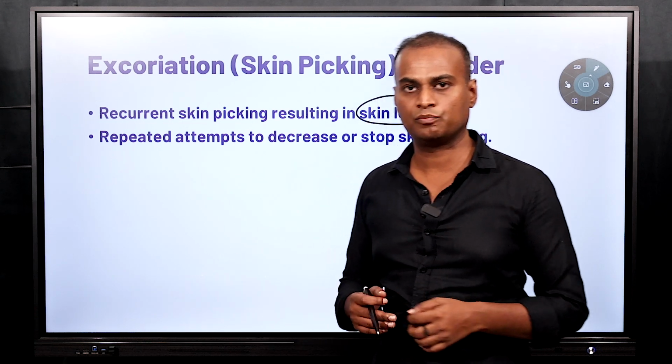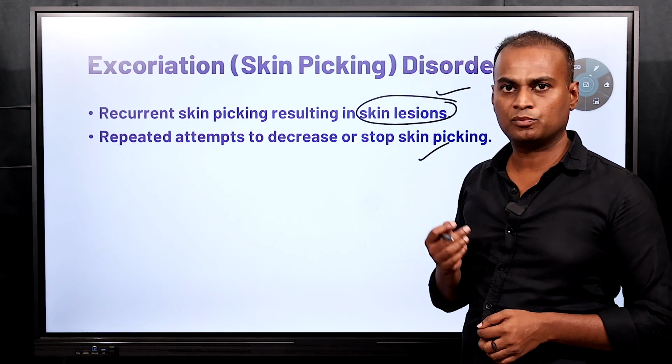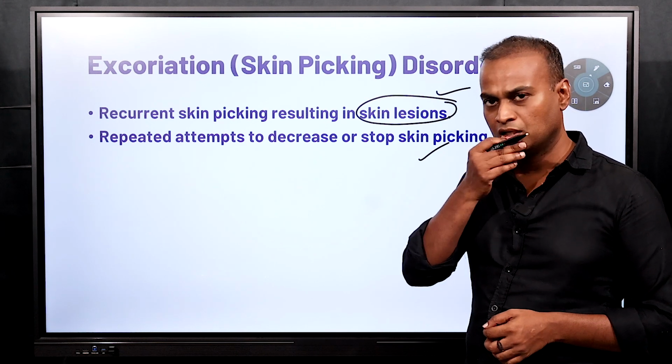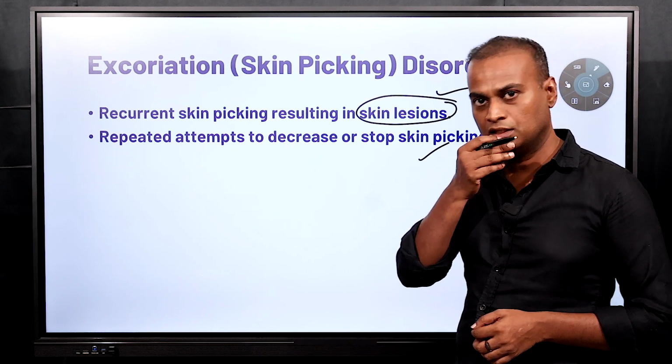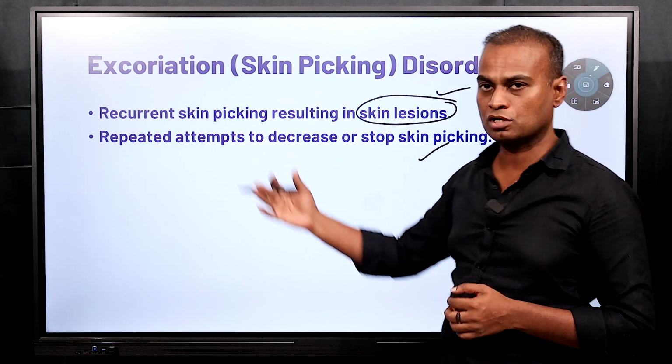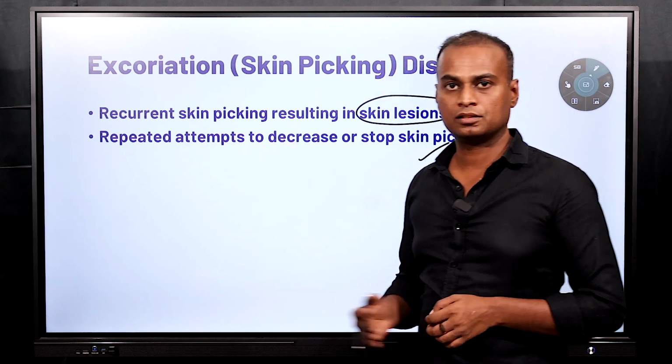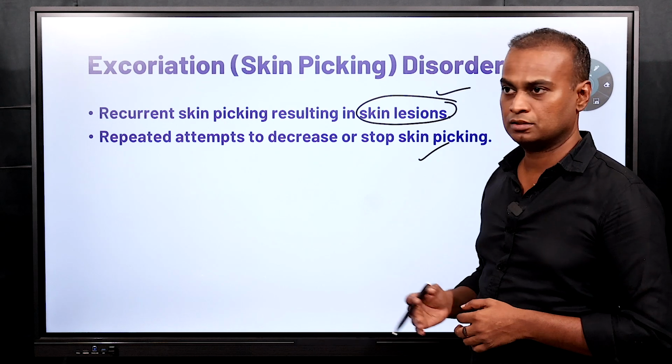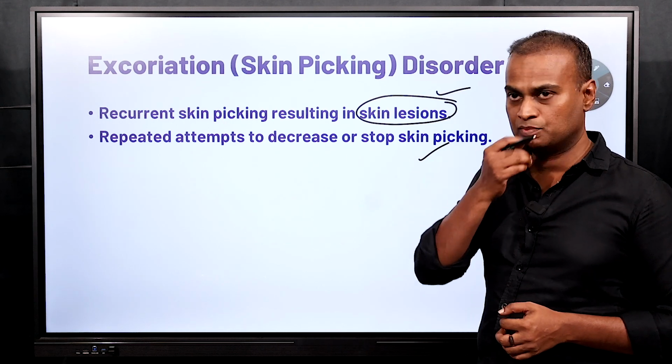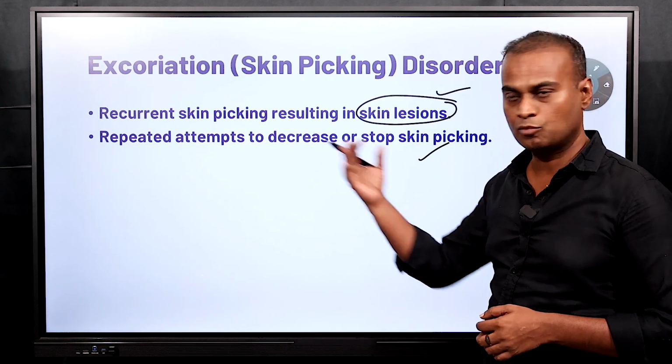The most common place to pick the skin is the lips. I have seen many people, including me. Sometimes I tend to pick my lips. So many people do that. This is the most common disorder compared to all other obsessive compulsive and related disorders. So picking of the lips is the most common disorder among these.